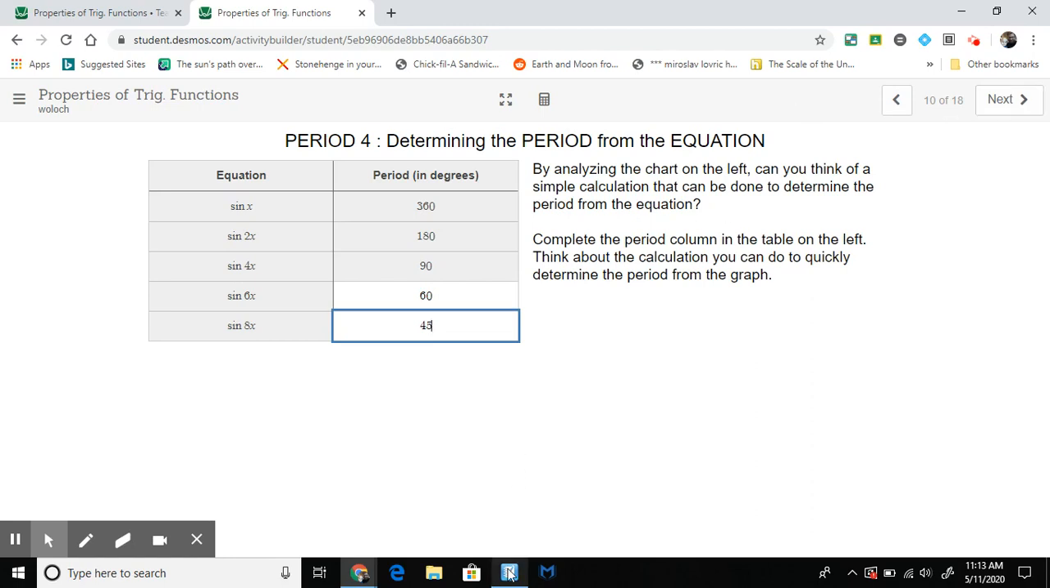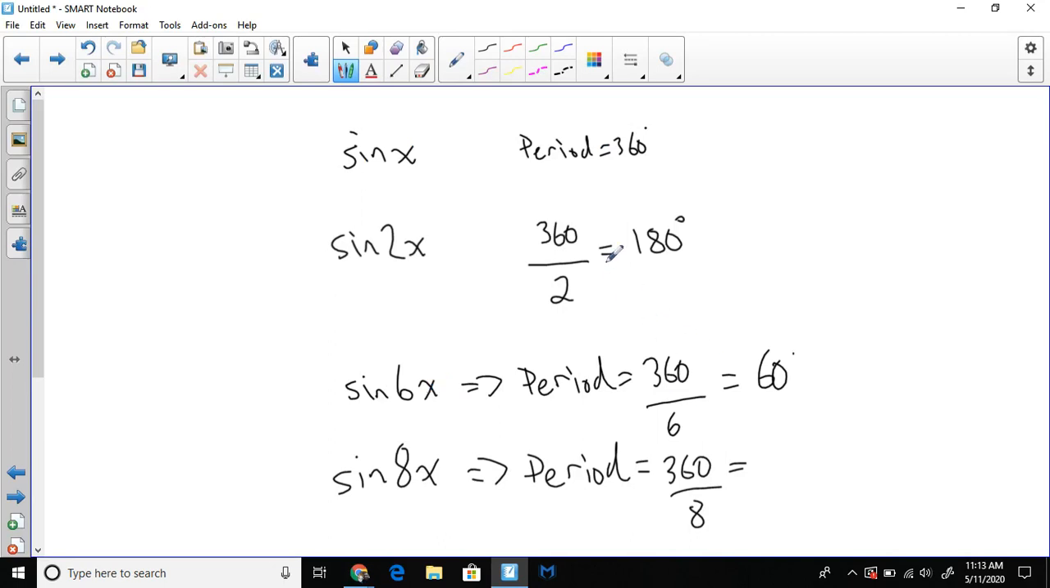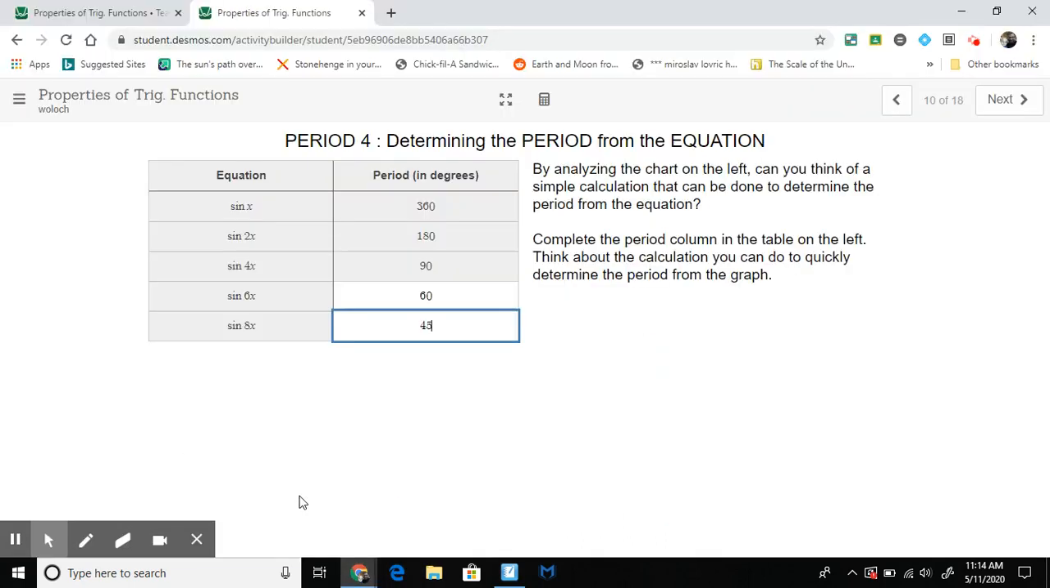So again, hopefully you recognize that the general, simple mathematical process here is just taking 360 and dividing it by whatever the d value is. And remember this 360 here, this comes from the base graph, that the original sine of x has a cycle of 360 degrees, or a period of 360.